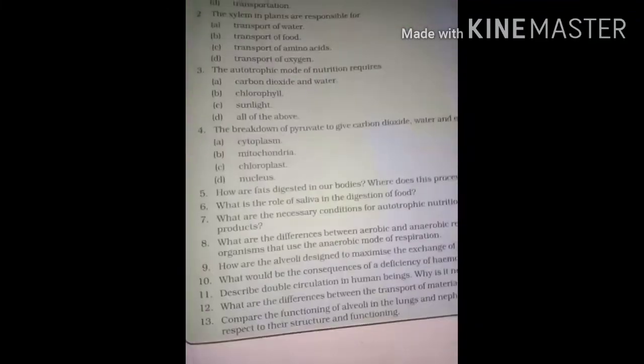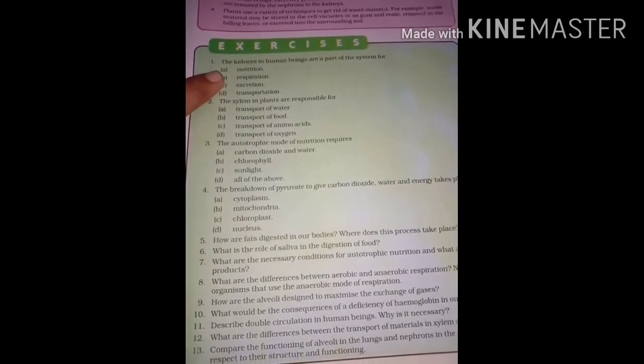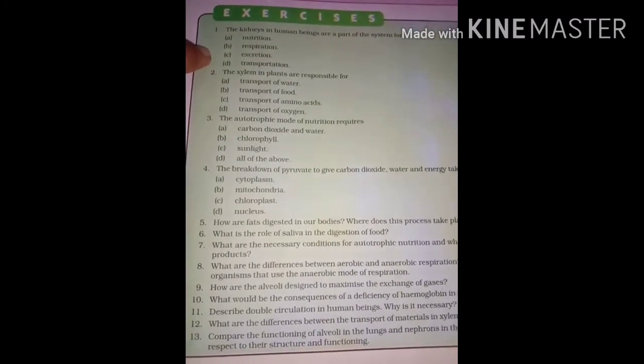And whenever you mark the MCQ question answers, write the question number along with the answer. Don't write only the question number.